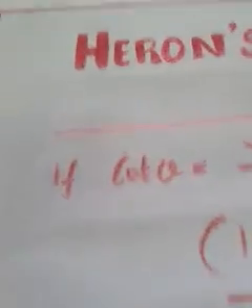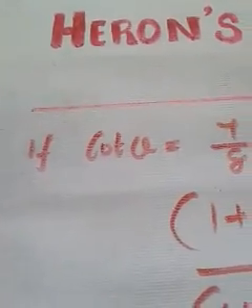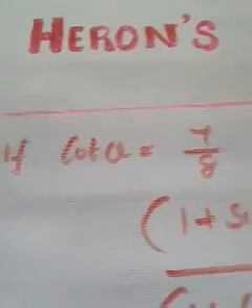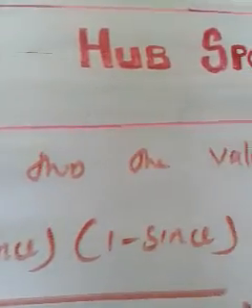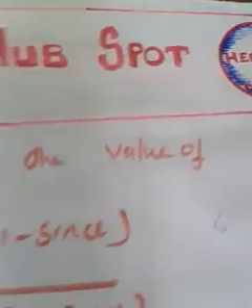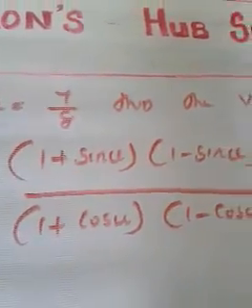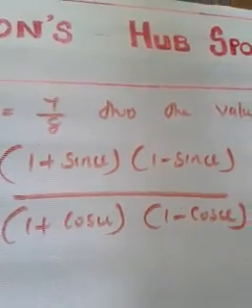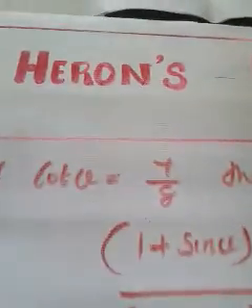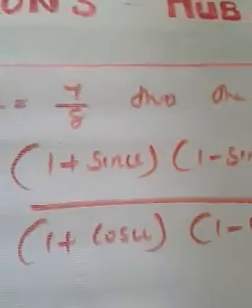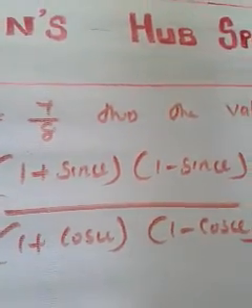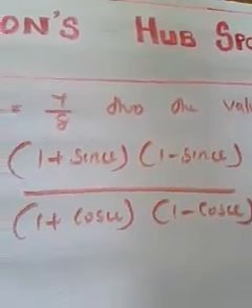Okay, so let me go to the next question, question number 15. Question number 15 is again from section A. If cot theta is equal to 7 by 8, then you have to calculate the value of 1 plus sin theta into 1 minus sin theta divided by 1 plus cos theta into 1 minus cos theta. What is given? Cot theta is given. By using that, you have to calculate 1 plus sin theta into 1 minus sin theta divided by 1 plus cos theta into 1 minus cos theta.